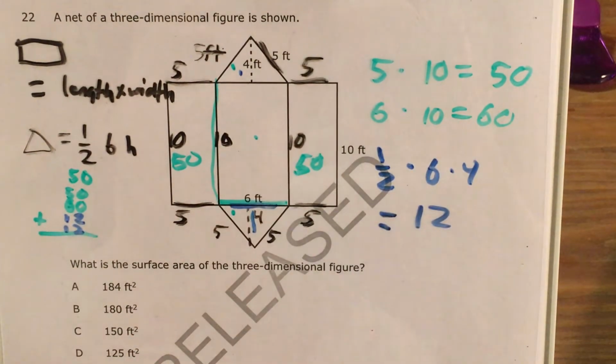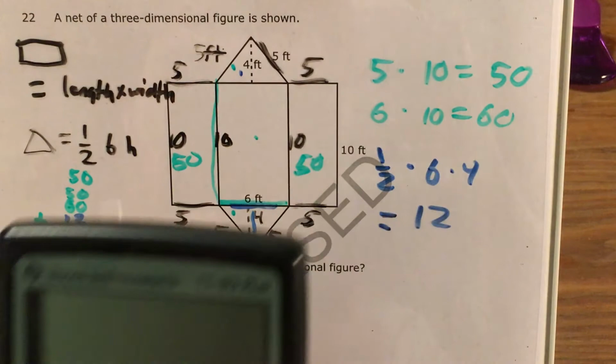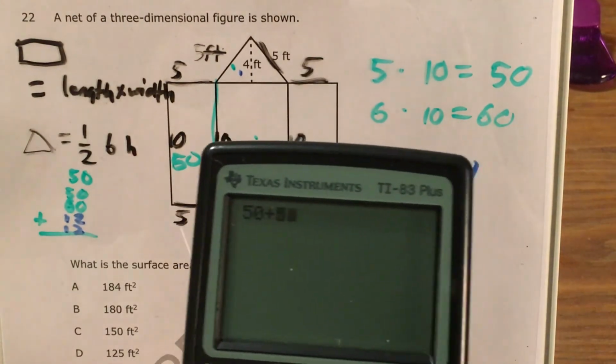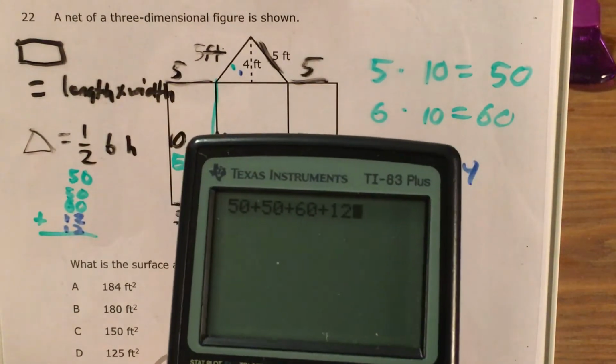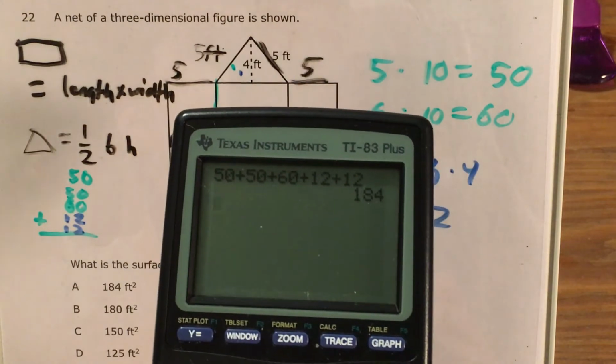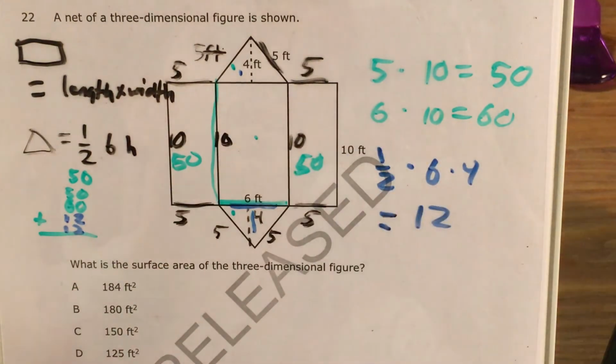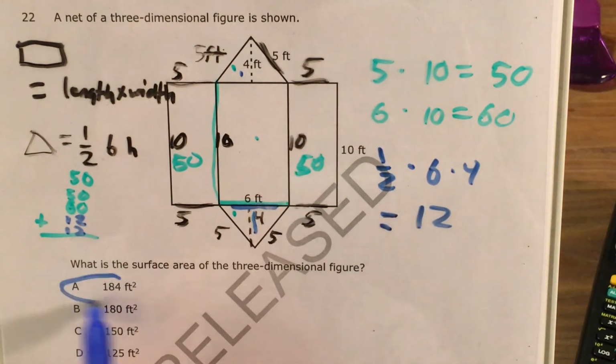So now all I need to do is add up all of these numbers. 50 plus 50 plus 60 plus 12 plus 12 gives me 184, which matches answer choice A. So thank goodness this question was a doozy. Even though the math was simple, it was still a lot of work to get to the answer. And we're finally done. Answer's A, 184 square feet.